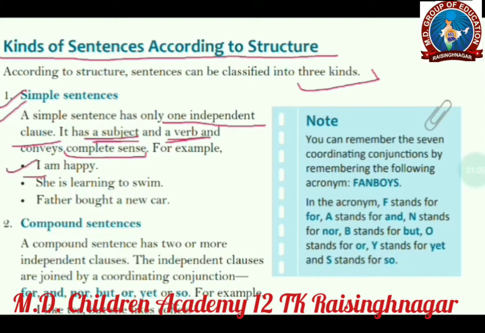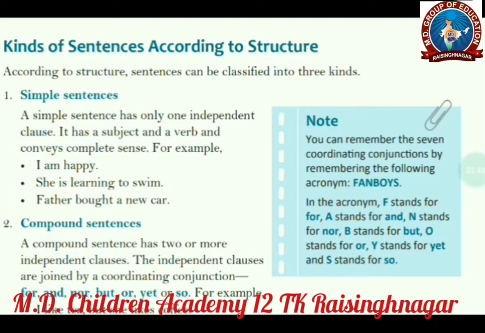Here you may see that there is a single subject and a single verb, and it's meaningful, it's senseful. So it's a simple sentence. Next is, she is learning to swim. Here it is a single subject and "is learning" again a single verb. So it's again making a senseful meaning. That's why it's a simple sentence. In the third example, father is a subject and boat is a verb, and it's making sense. So it's a simple sentence.